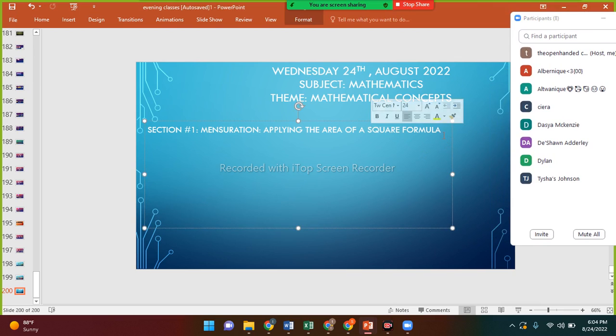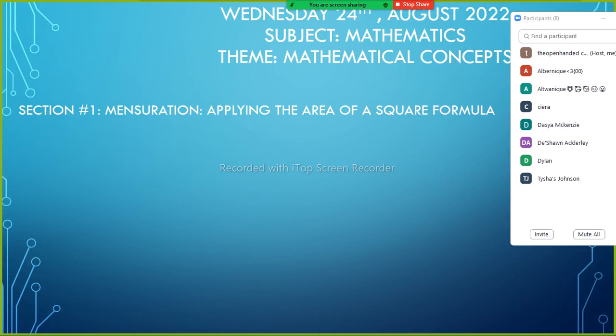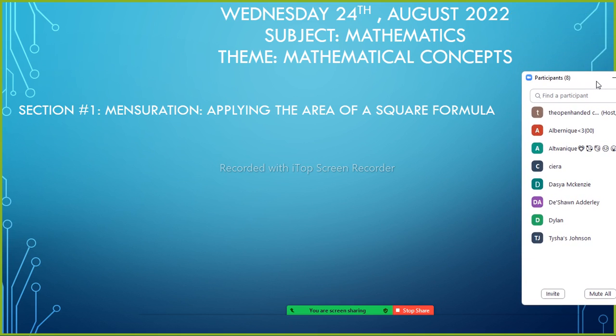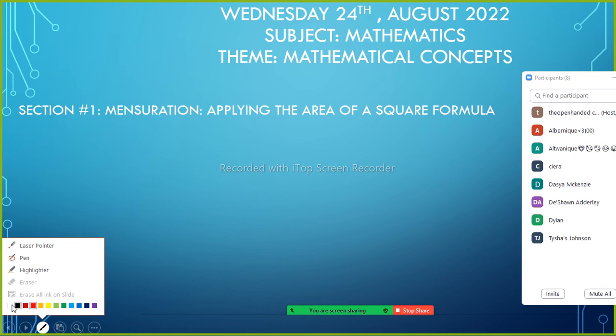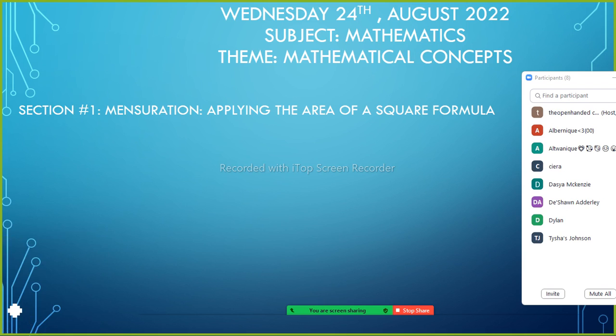Okay, so anyone is familiar with the formula for area of a square? Anyone is familiar with that formula for finding the area of a square? No? Can y'all hear me? Is it length times width? Yeah, we could say that. The same thing as area of a rectangle. The only thing about a square is that the length and the width are equal.